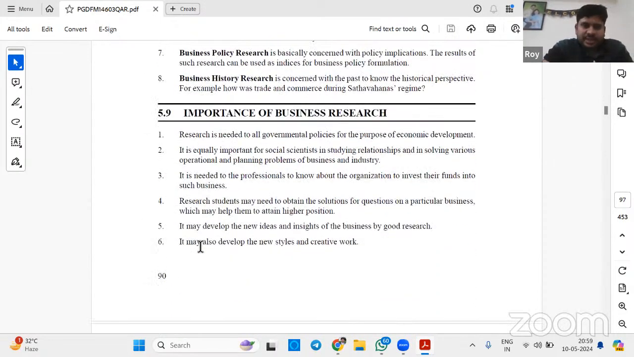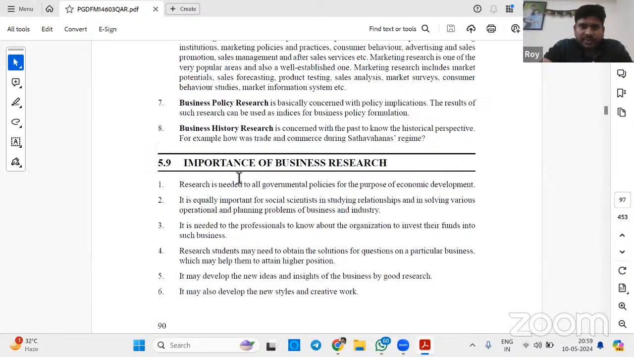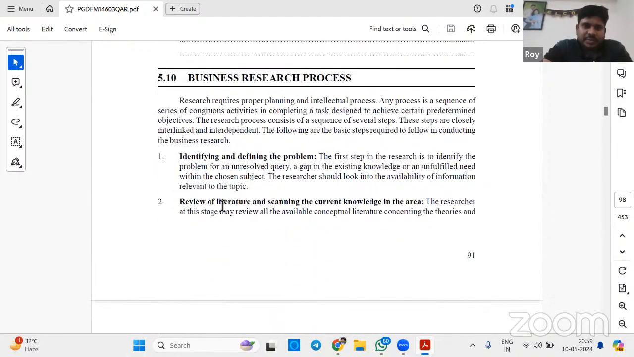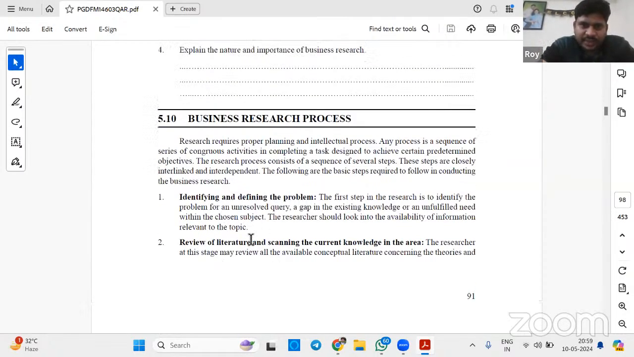Theoretical things I don't want to touch more because you can also study the importance of research. Now, the business research process again. These are the steps, very important steps. We will continue this tomorrow. We'll stop here. The process, 5.10, we will see.